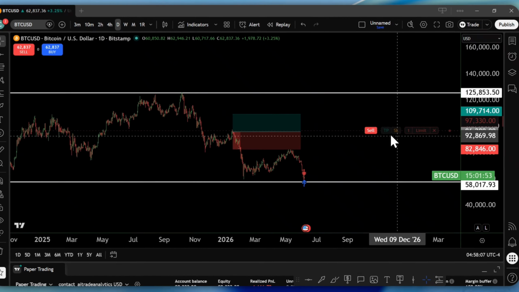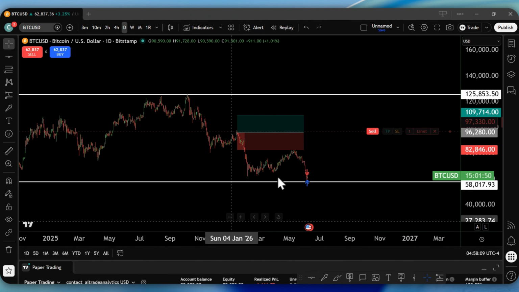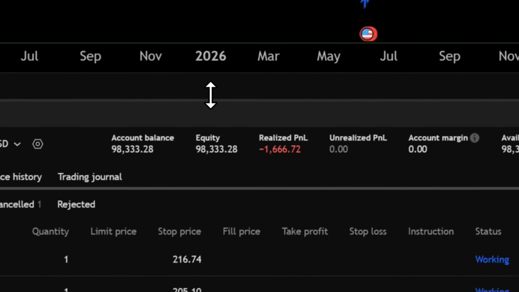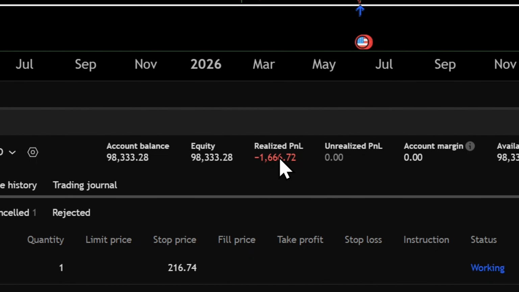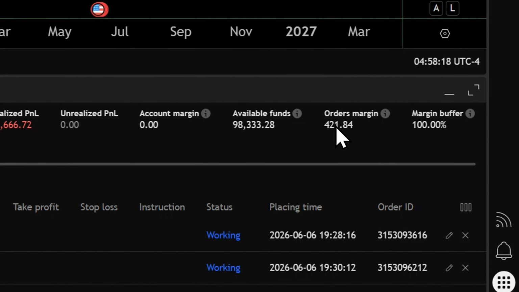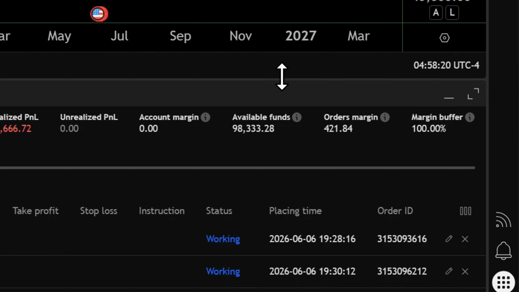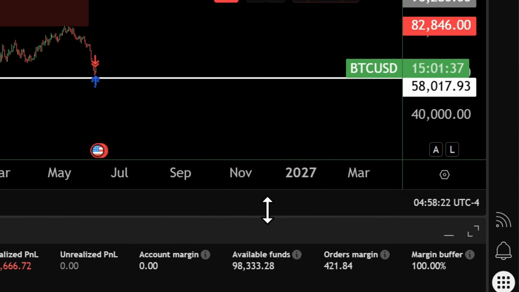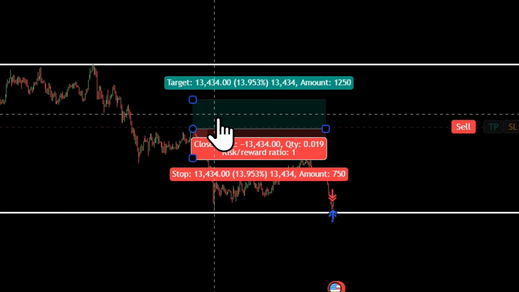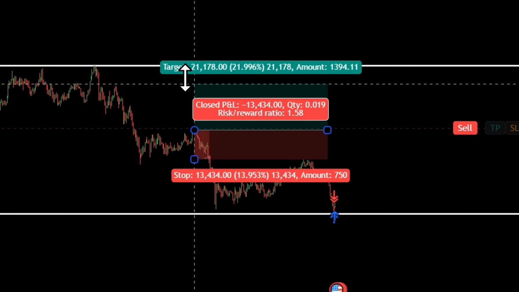Many people focus only on finding winning trades. Professional traders focus on controlling losing trades. The stop loss is not your enemy. It's your protection. A small loss is manageable. A large loss can damage your account and your confidence. That's why planning the trade before entering is so important.